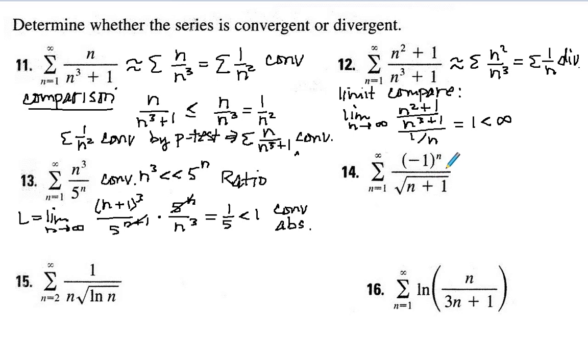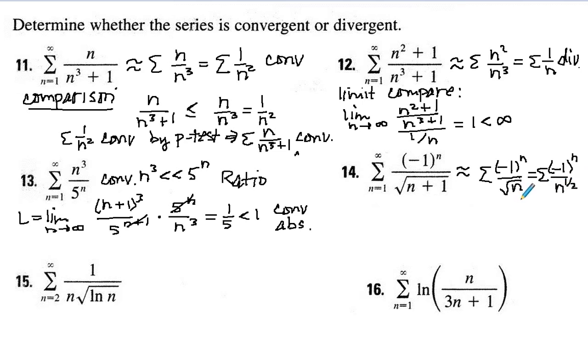Okay, number 14, I look here and I see that -1 to the n, so I'm thinking alternating series test. But let's see what this is approximately equal to. So let's see, if we just take the 1 away, just look at our dominant terms, then this thing looks like sum -1 to the n over square root of n, which is sum -1 to the n over n to the 1/2. And if this was not alternating, it would diverge because 1/2 is less than 1.